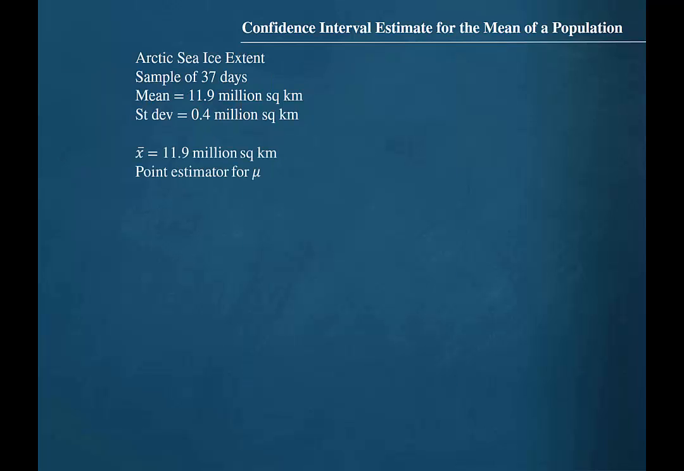The sample mean of 11.9 million square kilometers is called a point estimator for the population mean. The problem with point estimators, like the sample mean, is that they can be unreliable due to sampling error. The population mean at a given point in time is a fixed value and would reside somewhere on the number line. When sample data is gathered and a mean is calculated, that sample mean may be slightly smaller than the actual population mean, or it may be larger than the actual population mean.